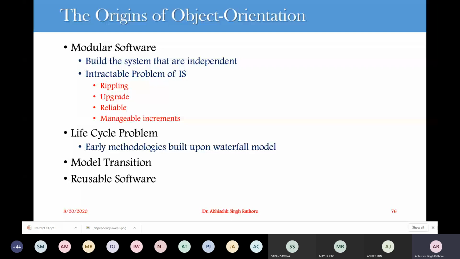So what are these intractable problems? First, it is easier to maintain a system that is built in a modular way, as changes in the subsystems are much less likely to ripple through the whole system. So we have a rippling effect, and with subsystem design, we can reduce this rippling effect on the overall system design. Another one is the upgrade problem. With a modular design, any change in our subsystem will not affect the overall system design. And the third one is reliability.